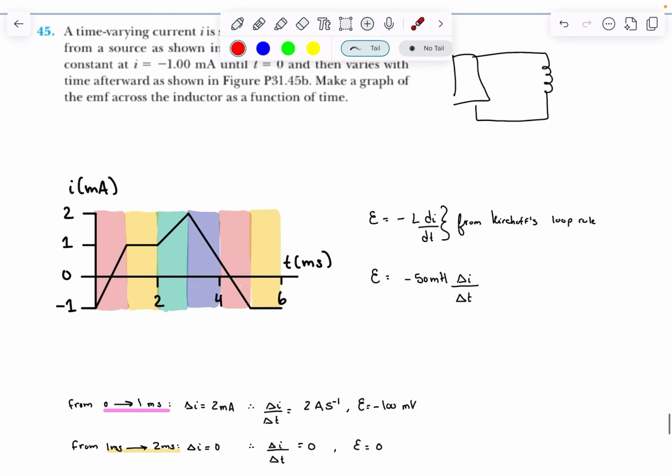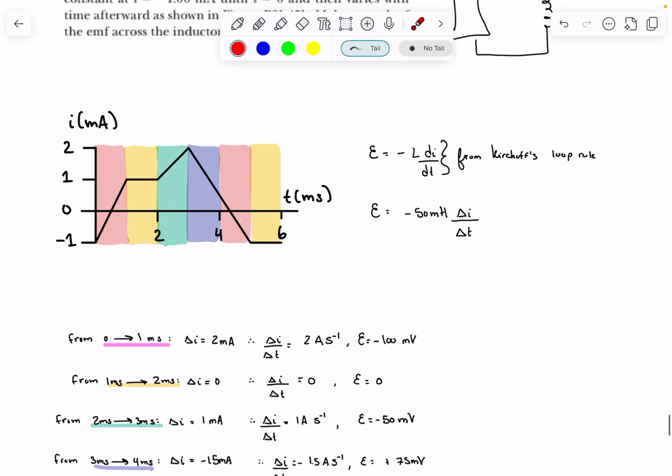Going from 0 to 1 millisecond, so here to here in pink, I changes from negative 1 milliamp to 1 milliamp. So that's a change of 2 milliamps total. Delta I over delta t is just going to be 2 milliamps divided by 1 millisecond. That's going to give us 2 amps per second. Now all we have to do is take this number, plug it in here, multiply it by negative 50 millihenries, and we get an EMF of negative 100 millivolts.